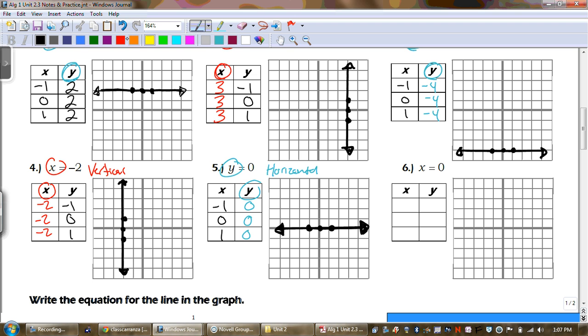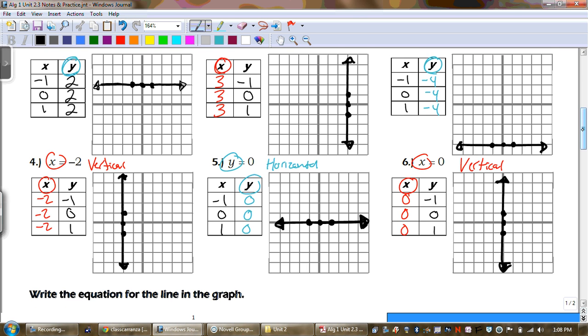And that's going to be the same exact thing with this one because it's an x equals graph. So I know it's vertical, and it's vertical on the y-axis. So as we just draw those points, we got 0, negative 1, 0, 0, and 0, 1. And then just draw your line using your straight edge and make sure to draw your arrows. Right, let's move on down.